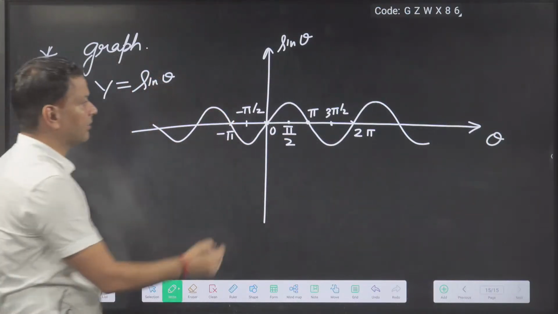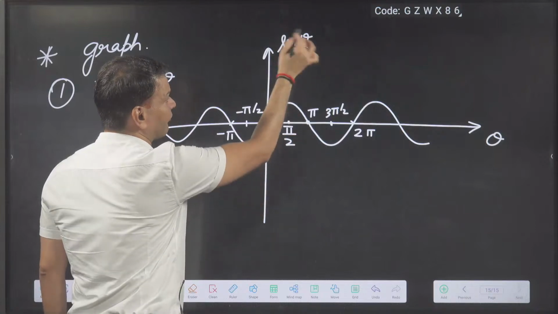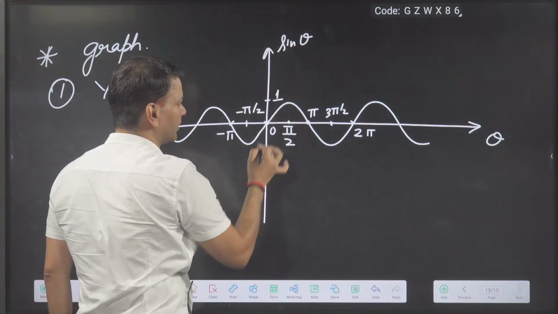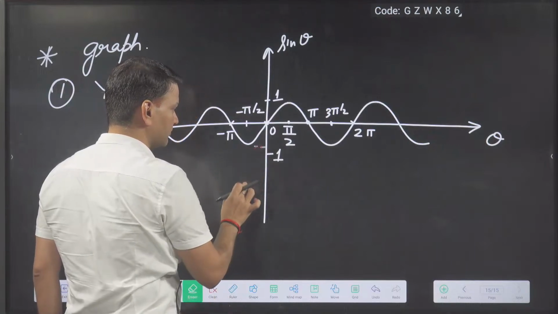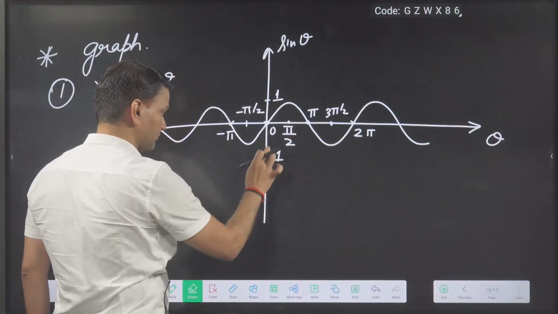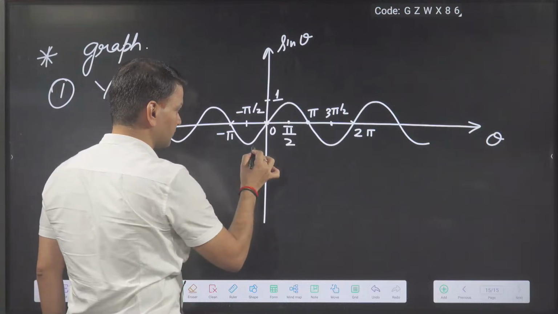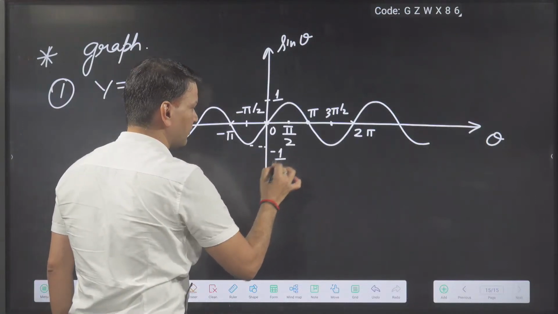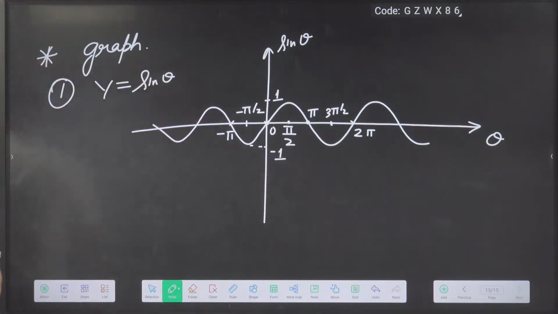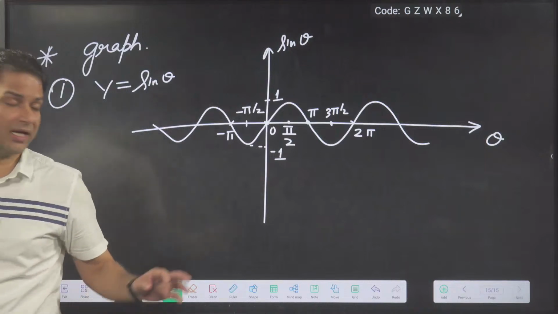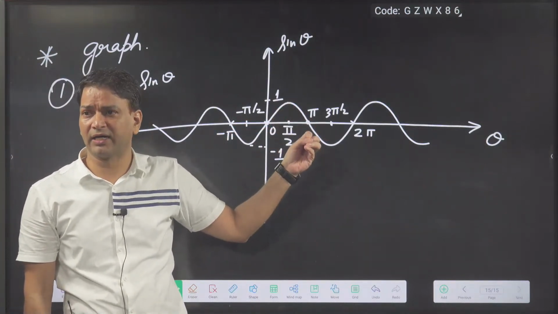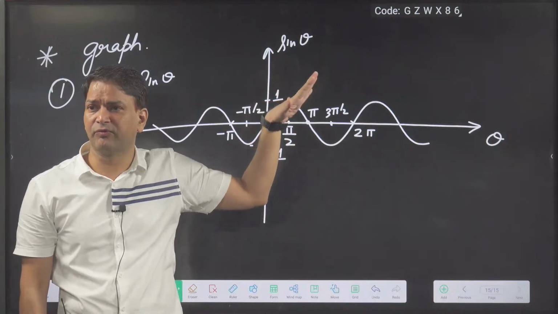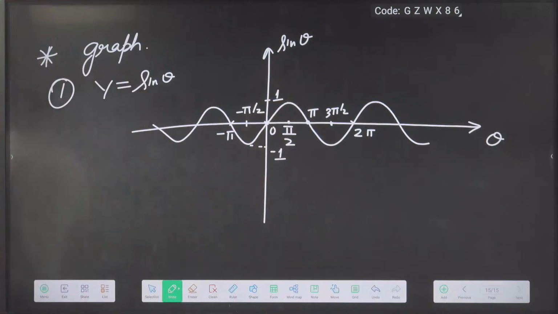And what is this? The maximum value of sin theta on the y-axis is 1. So here you will get 1, and here you will get minus 1. So these values you have to know: where the graph cuts the x-axis, what the values of the angles are, and what the maximum value on the y-axis is. In AC, in waves, we use this in many chapters.